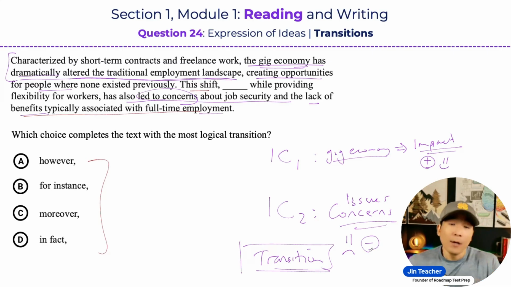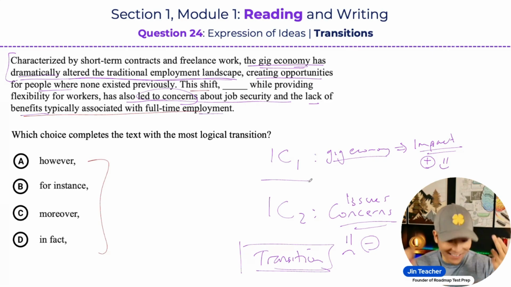So what do we know about these two sentences now? Once we've evaluated each sentence independently, now we can start to consider the relationship. We know that we have a positive-negative relationship. The first sentence is giving us something positive about the gig economy. The second is giving us something a little bit negative, or worrisome, about the gig economy. So we have this contrast, right?